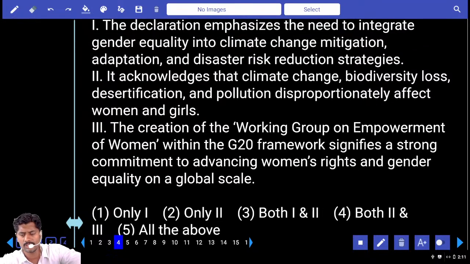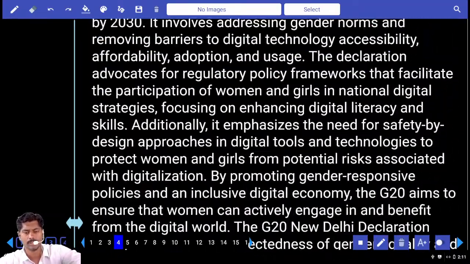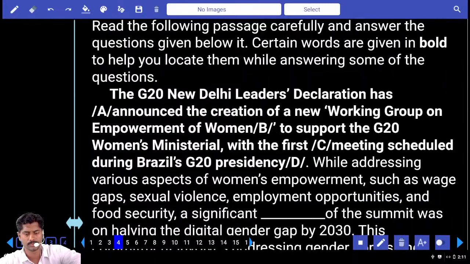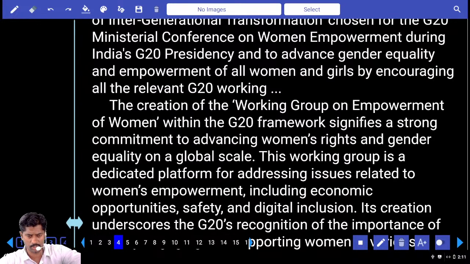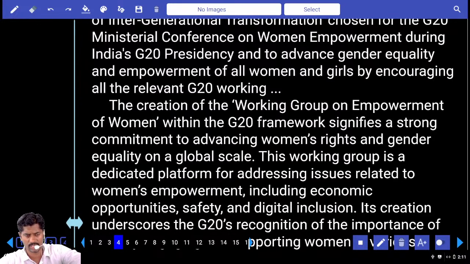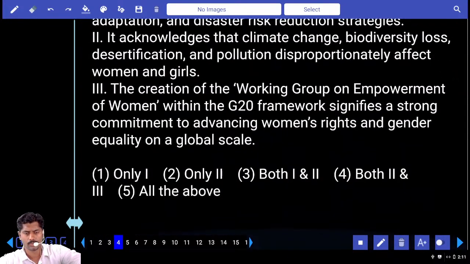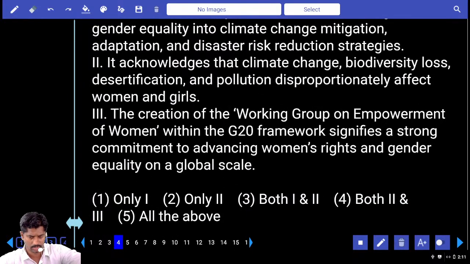Did they mention this framework commitment? Where is it? Second paragraph, first line. Creation of a working group on empowerment of women within the G20 framework signifies a strong commitment to advancing women's rights and gender equality on a global scale. So, are all of them only 1, 3, or only 1, or only 3?